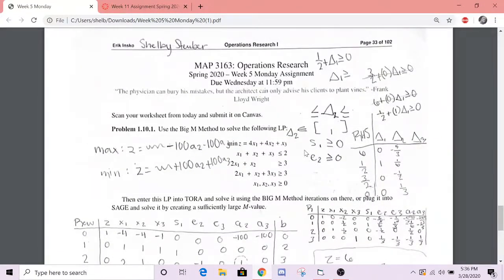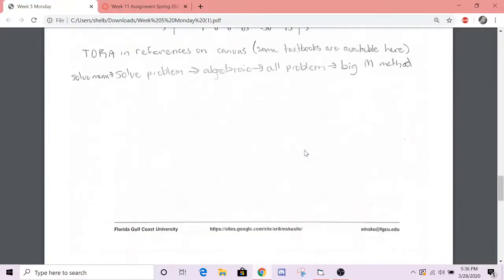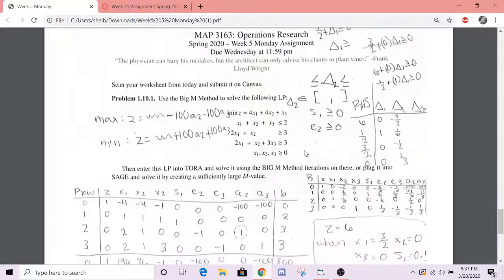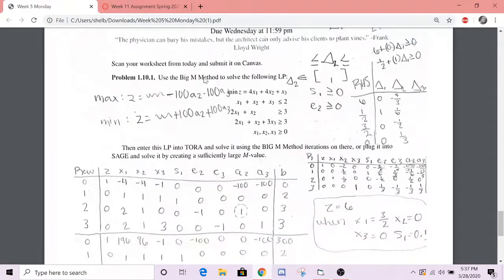And then we have the week 5 Monday assignment. So that covers all the notes, but we still have the homework assignment. So we want to use the big M method to solve this LP. It's minimize z equals 4x1 plus 4x2 plus x3, where the constraints are x1 plus x2 plus x3 is less than or equal to 2, 2x1 plus x2 is greater than or equal to 3, and 2x1 plus x2 plus 3x3 is greater than or equal to 3. And our non-negativity constraint is being used as well.